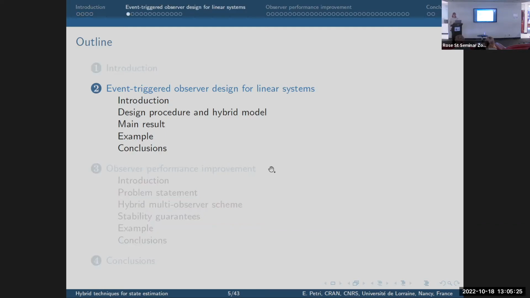For this first part, I will first introduce the problem, and then we will see the design procedure and the hybrid model. After that, we see the main results that we prove in this work, and we see how the event-triggered observer works in a numerical example. Finally, I will conclude this first part of the talk.